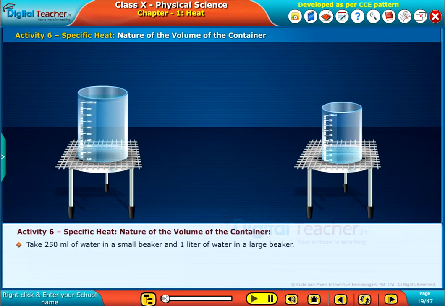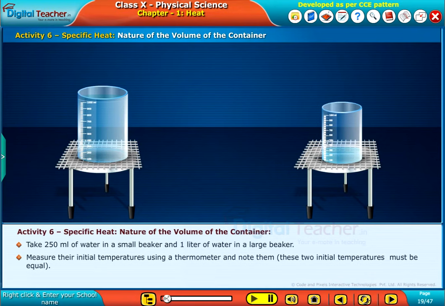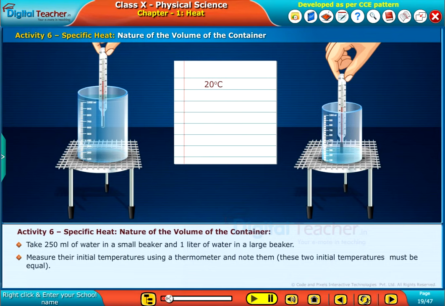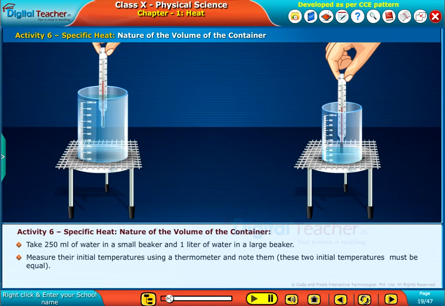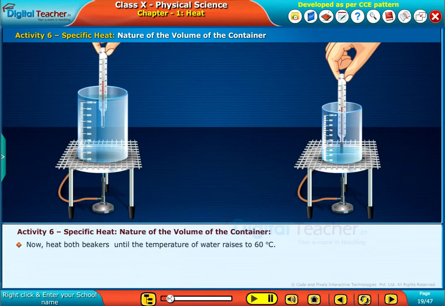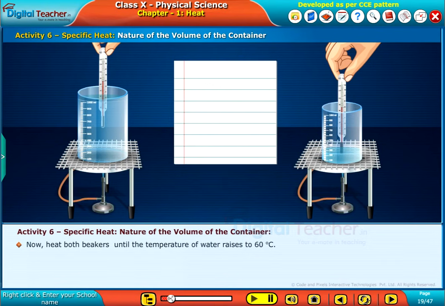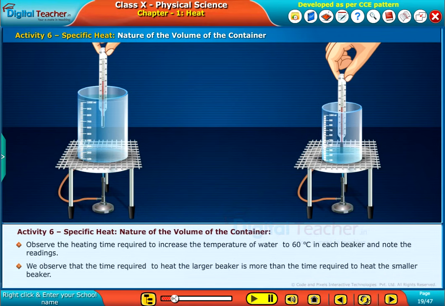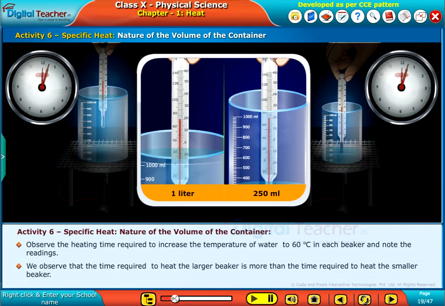Take 250 milliliters of water in a small beaker and 1 liter of water in a large beaker. Measure their initial temperatures using a thermometer and note them. These two initial temperatures must be equal. Now heat both beakers until the temperature of water rises to 60 degrees Celsius. Observe the heating time required to increase the temperature of water to 60 degrees Celsius in each beaker and note the readings. We observe that the time required to heat the large beaker is more than the time required to heat the smaller beaker.